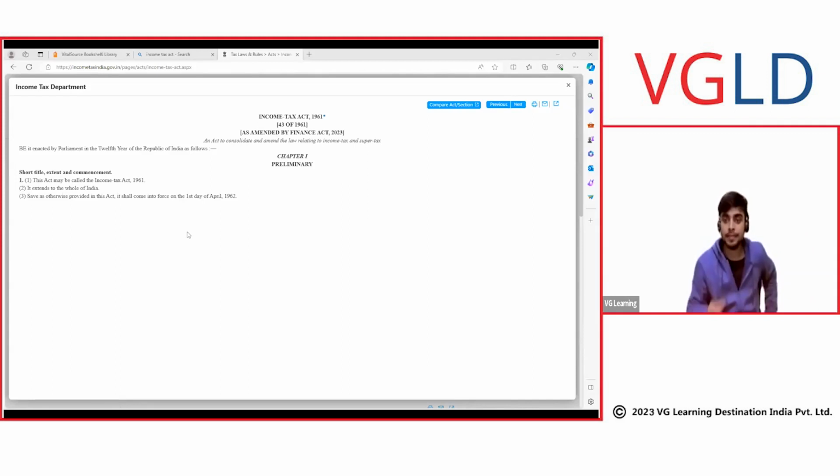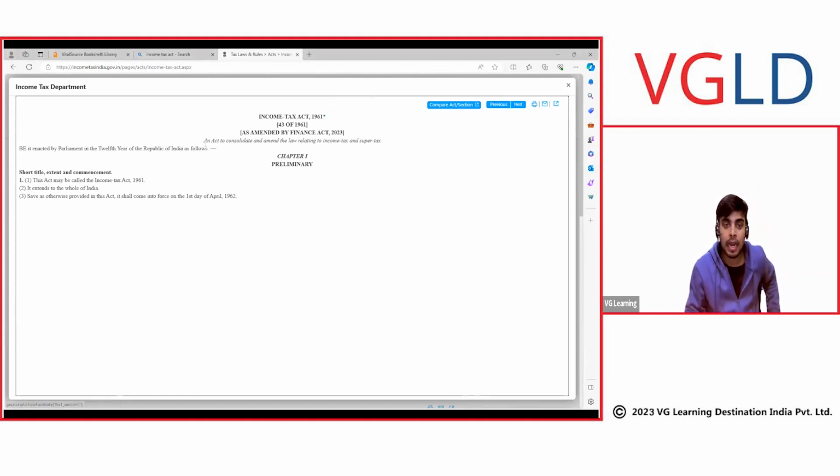Is it visible, guys? Let me know. So if you see, this is a bare act. Bare act means basically how the act is originally created. I have taken an Indian act as an example. So you can see this is the Income Tax Act of India, formulated in 1961, basically an act of parliament.